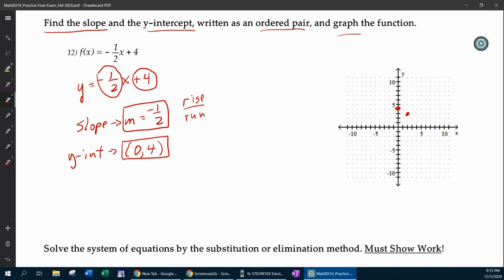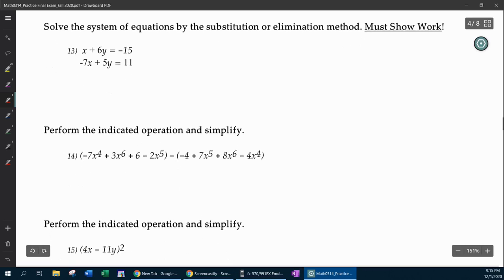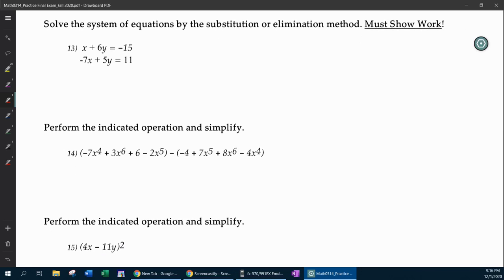And now that I've got 2 points, I can play connect the dots. Super easy. Remember, the y-intercept is b and the slope is m. And so if I could give you that graphing technique as a poem, it says plot the b, rise and run, connect the dots, and then you're done. And now number 12 is done. Number 13, solve the system by substitution. Oh, or elimination. I can use either method, but I must show work.